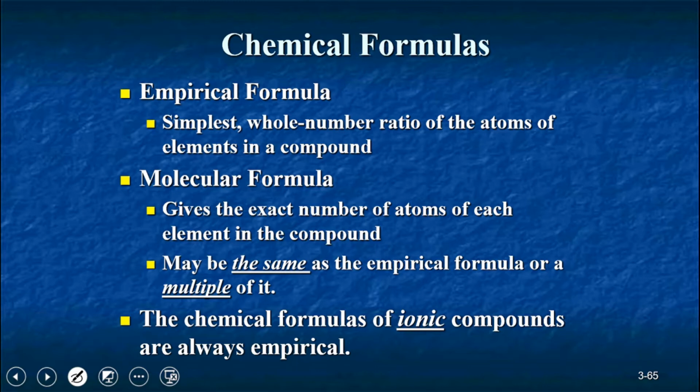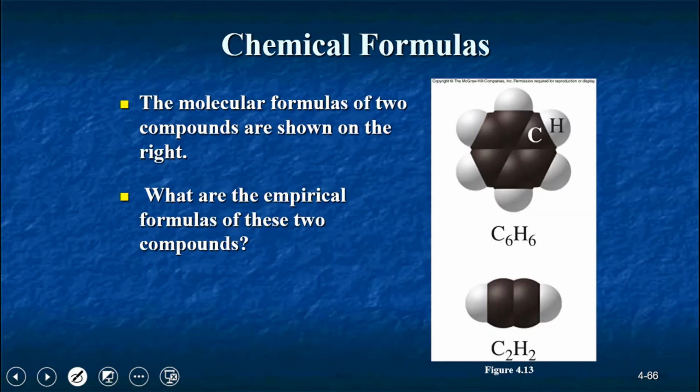Now, the molecular formula, on the other hand, gives us the exact number of atoms of each element in the compound. For a molecular compound, the molecular formula may be the same as the empirical formula, or it may be a multiple of it. The chemical formulas of ionic compounds, though, are always empirical because remember, by definition, the formula of an ionic compound is the simplest whole number ratio of the atoms, or in this case, the ions, in the compound. Let me show you how this works.